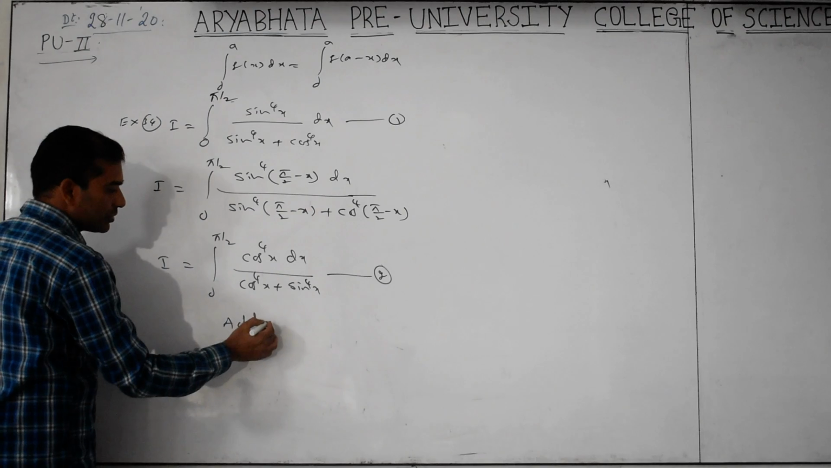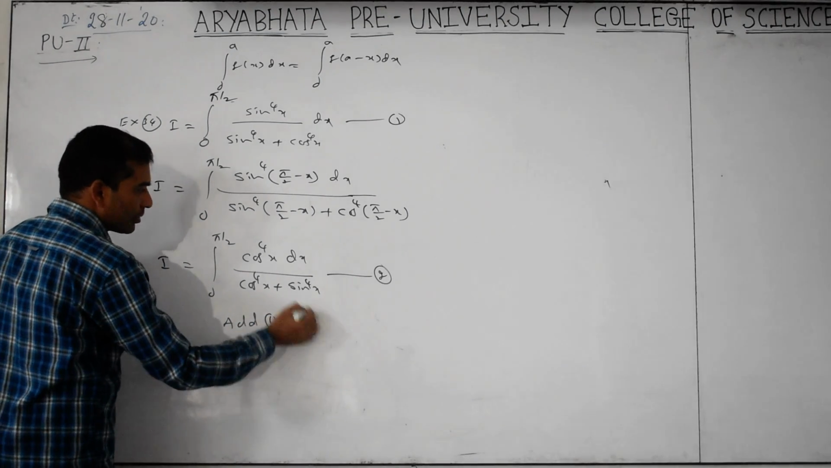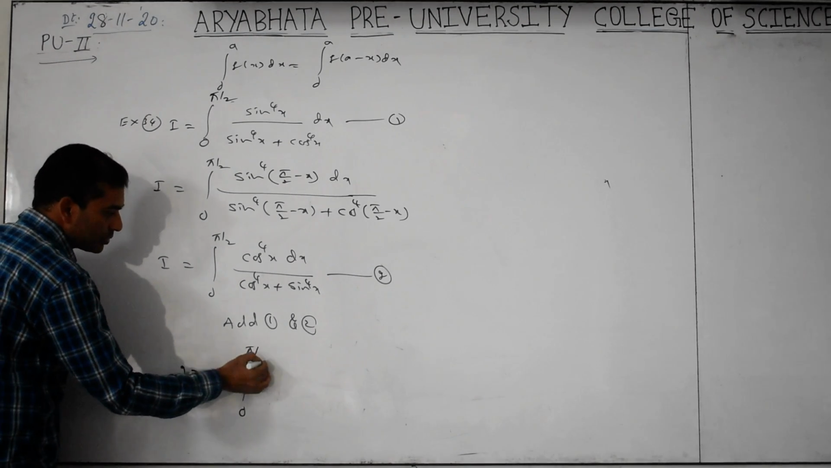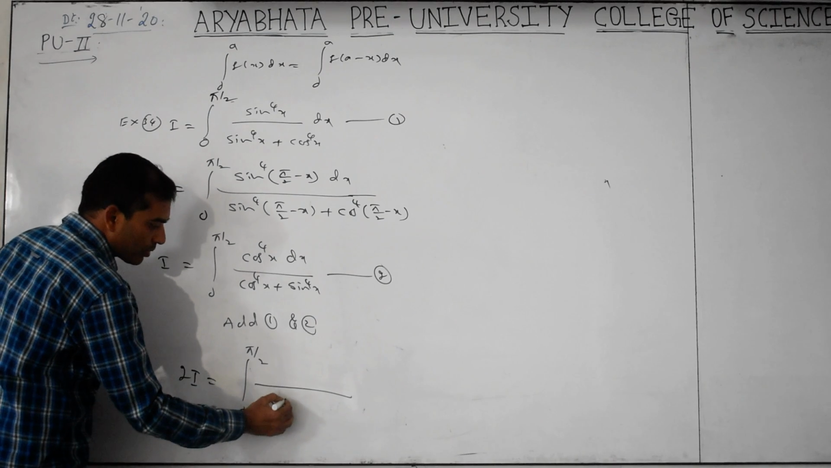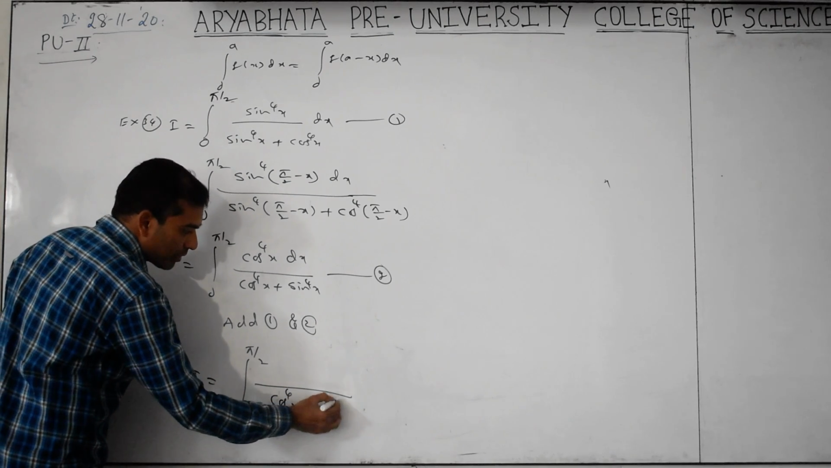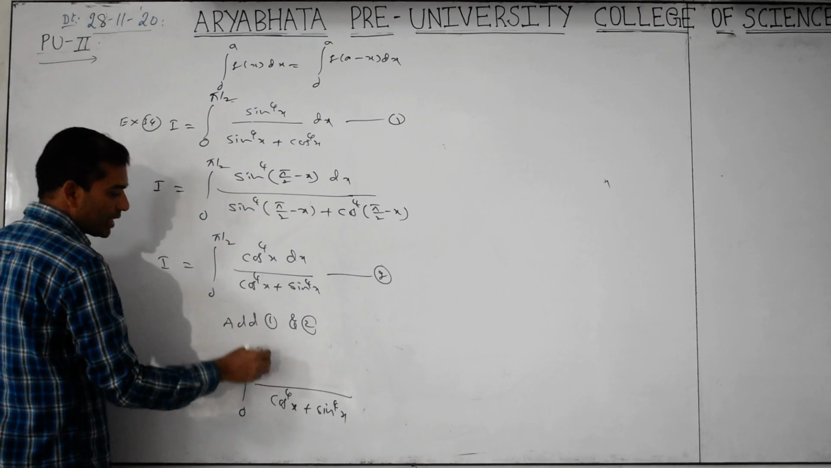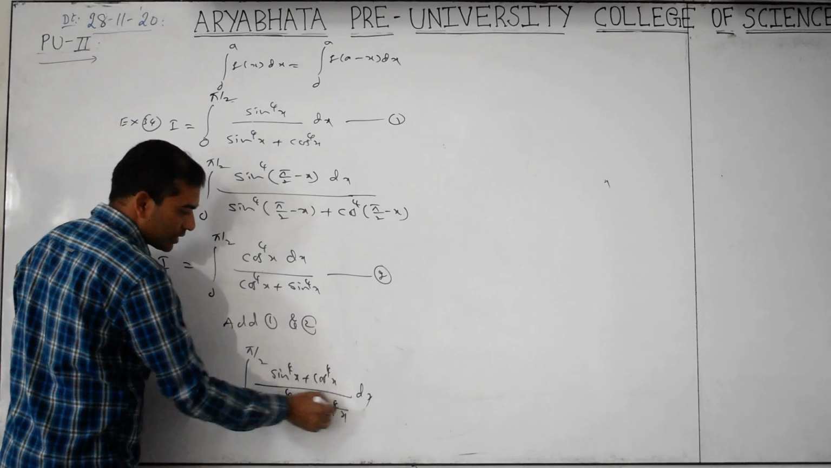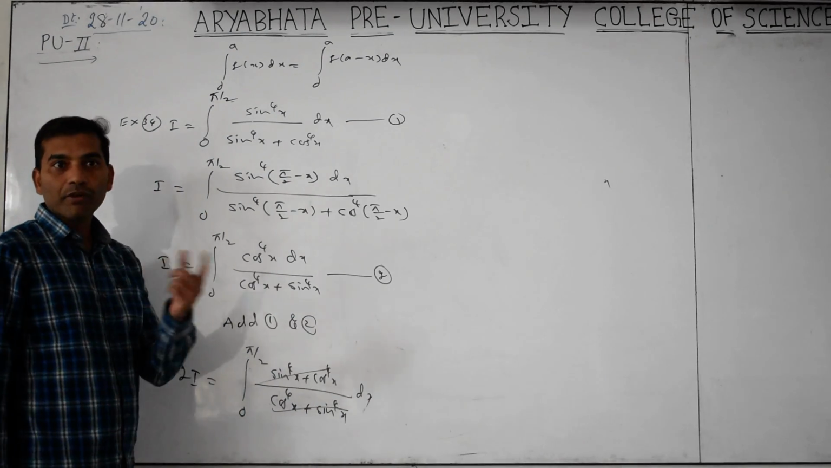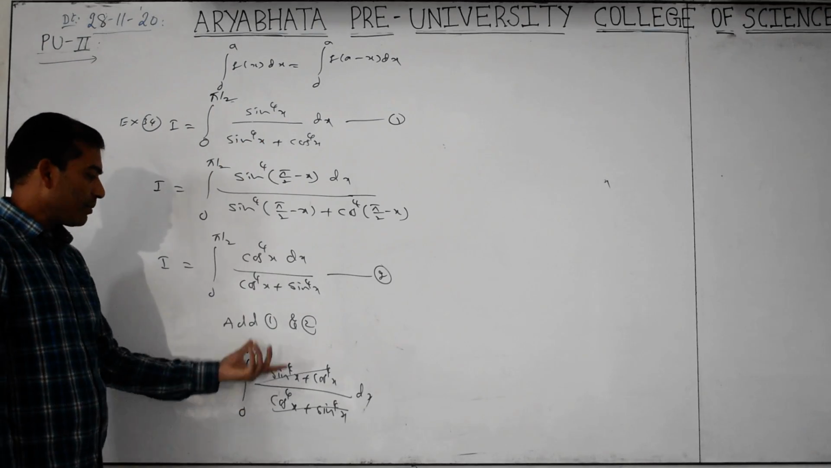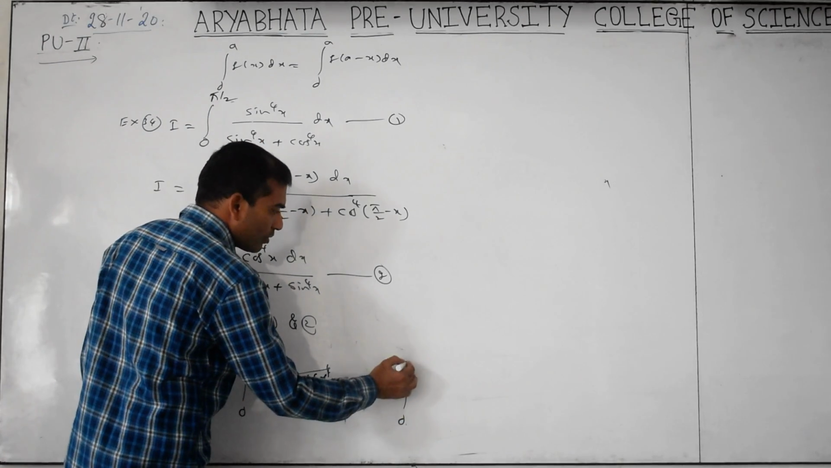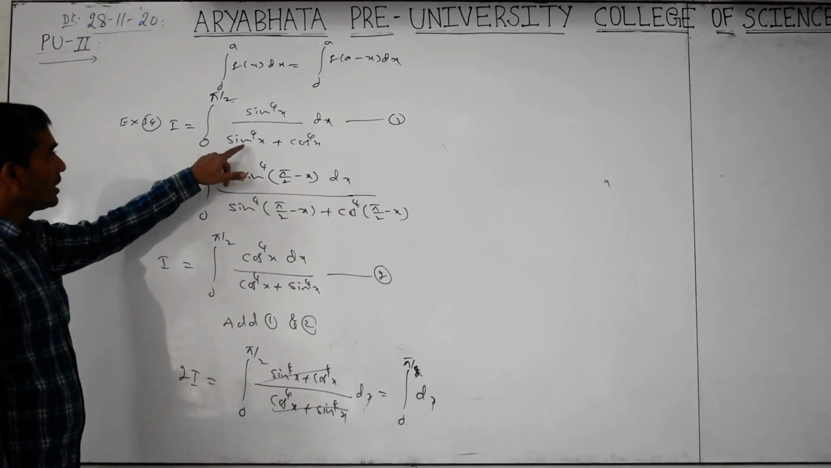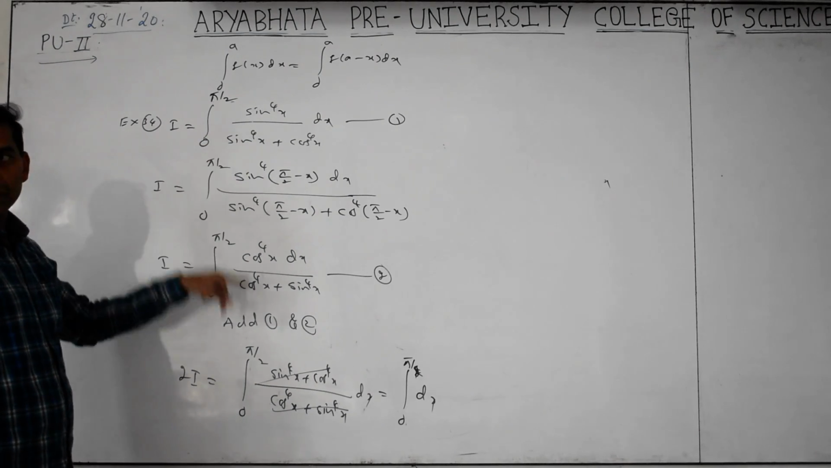Add 1 and 2. On the left side, I plus I, 2I, equals integration 0 to pi by 2. The denominator is cos power 4x plus sin power 4x. When you add, the numerator will also be the same, sin power 4x plus cos power 4x dx. This gets cancelled. That is the use of the properties. The big function we made short: integration of 0 to pi by 2 of 1 dx. This integration we can find, but the original integration we can't find. This we have done by using properties.